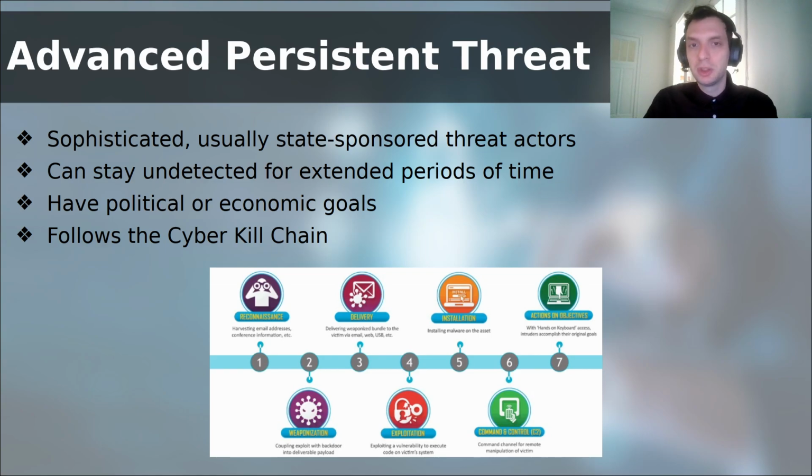Usually, the actors who perpetrate such types of attacks have political and economic goals. That's why, more often than not, they try to target political and military infrastructures. A good thing about advanced persistent threats is that there has been a lot of research into them, and the different phases of the attacks have been outlined in what is called the cyber kill chain. We can see in the image the 7 different steps, starting from reconnaissance, weaponization, delivery, exploitation, installation, command and control, and actions on objectives.